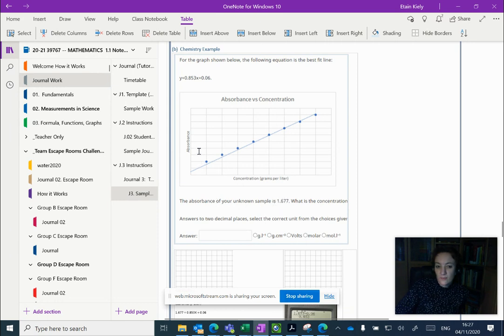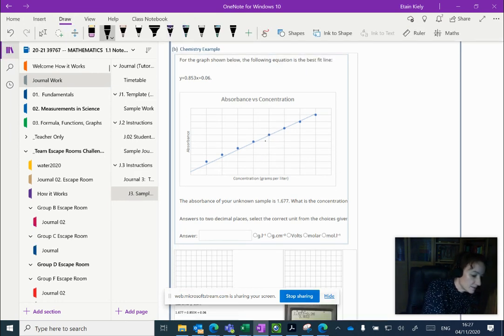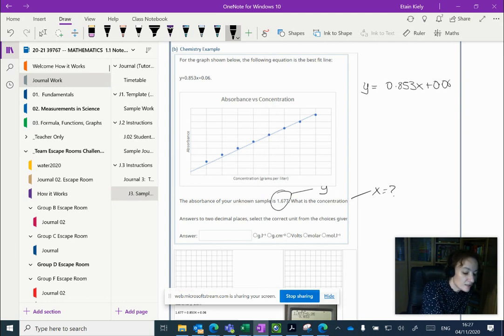Now, if you have a look at this, the absorbance is on the y-axis here. So if we're given a y value in this equation, this is y here. We want to know what is x. The lovely thing about it is that once we have a value for y, we have an equation. y is equal to 0.853x plus 0.06, and we can solve for x. So we let y equal the value that they gave you, 1.677, and then we solve for x.